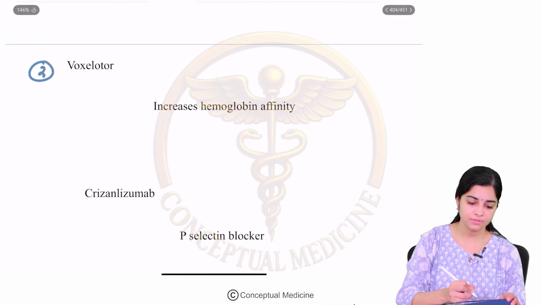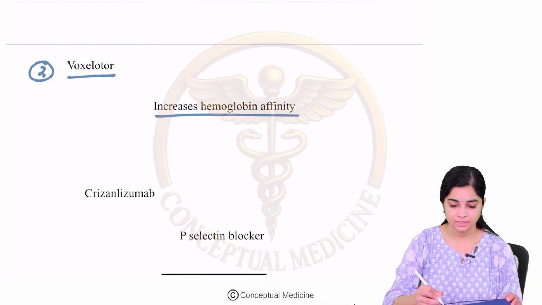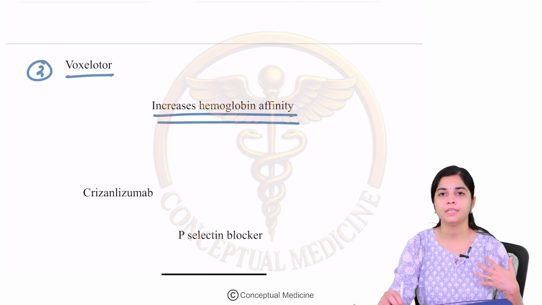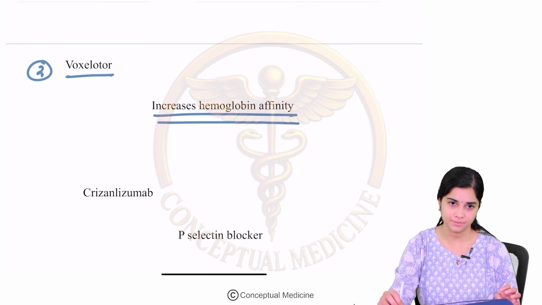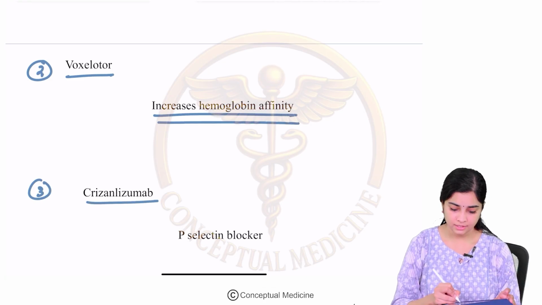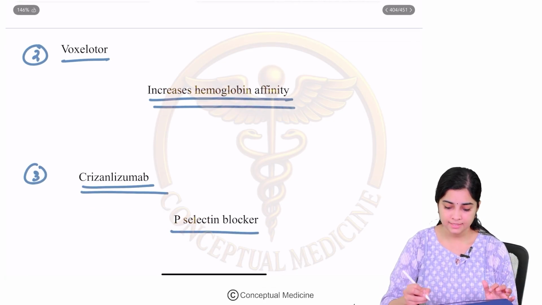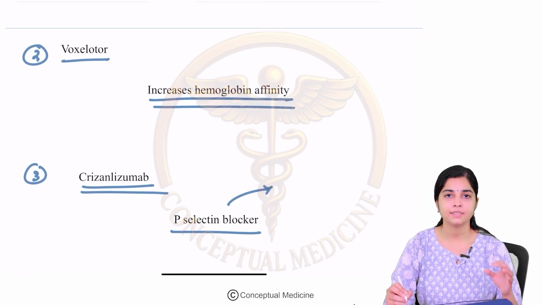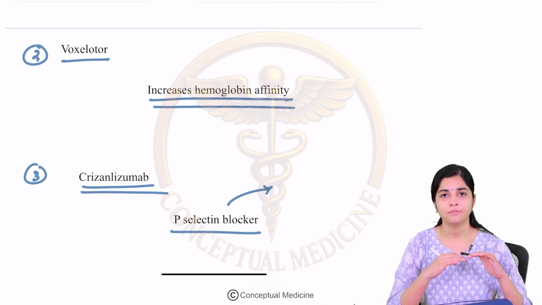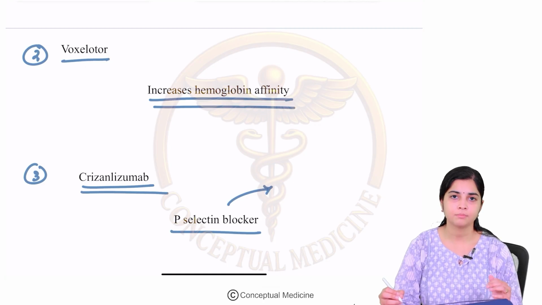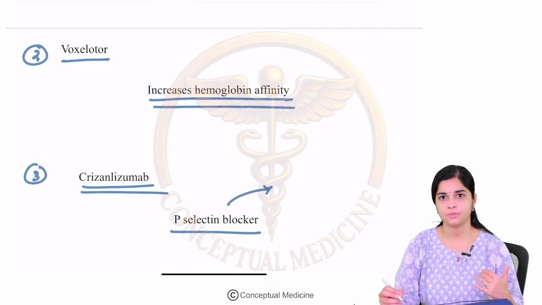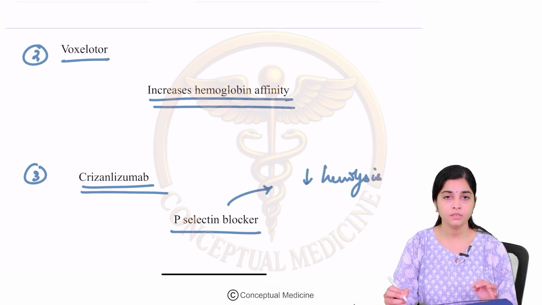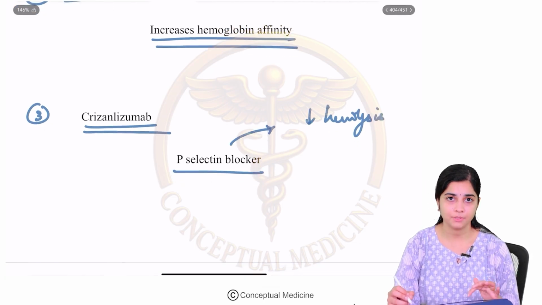The newer drugs include voxelotor, which increases the affinity of hemoglobin to oxygen, thereby preventing deoxygenation and reducing sickling episodes. Third, we have crizanlizumab. This is a P-selectin blocker, a newer drug used in the management of sickle cell anemia. P-selectin is basically how RBCs attach to the vessel wall, right? So if P-selectin is blocked, they cannot clump and cannot attach to the endothelium of the vessels, thereby reducing hemolysis. Okay, so these are the various drugs used in the management of sickle cell anemia.